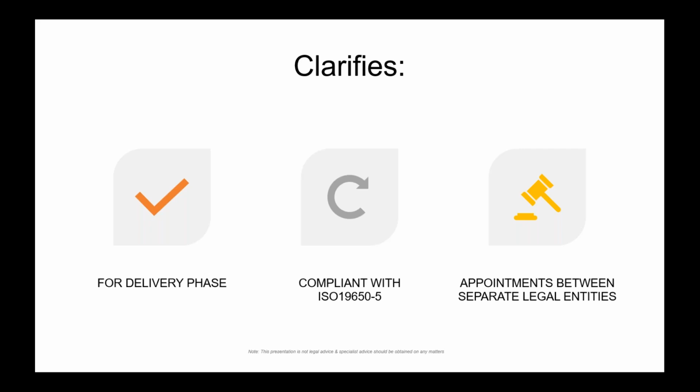So ISO 19650 Part 3, we are in the process of drafting an information protocol for that phase, which is very different in its operation. Another thing we have clarified is that this is for appointments between separate legal entities. So for actual appointments between parties, whilst it could be used as reference for internal processes, it's really meant for your contracts, your appointments.